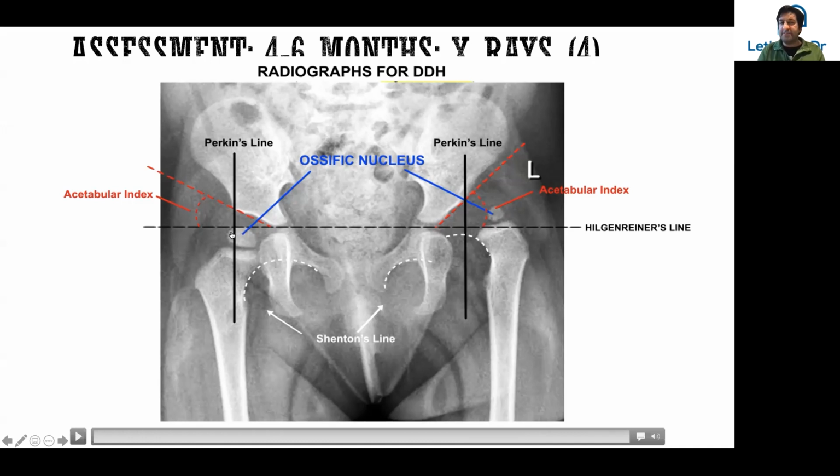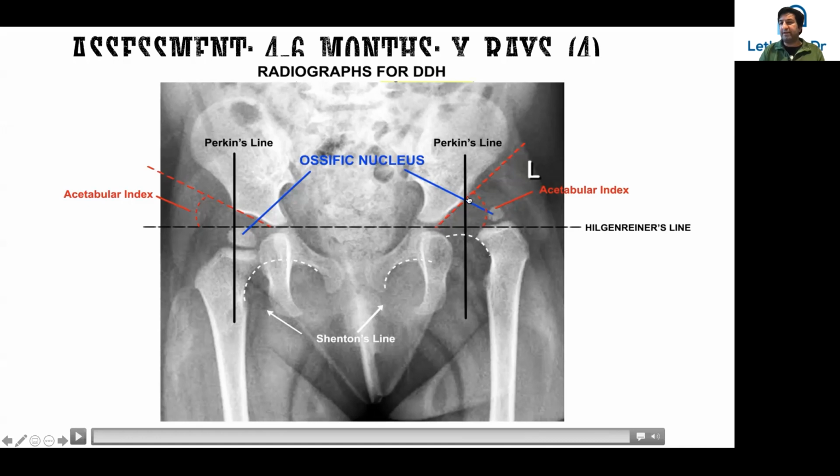If it's subluxed, it sits in the inferolateral quadrant. If it's frankly dislocated, it sits in the superolateral quadrant, which this one on the left does. You also look at the Shenton's line. You can see a nice complete Shenton's line on the right. You can see a broken Shenton's line on the left.